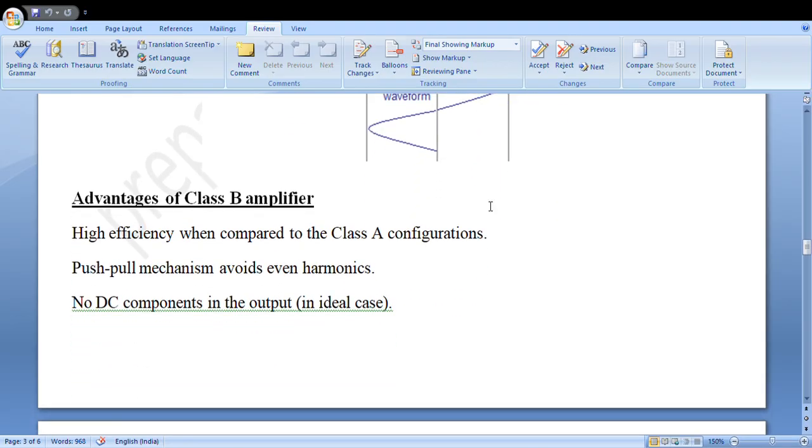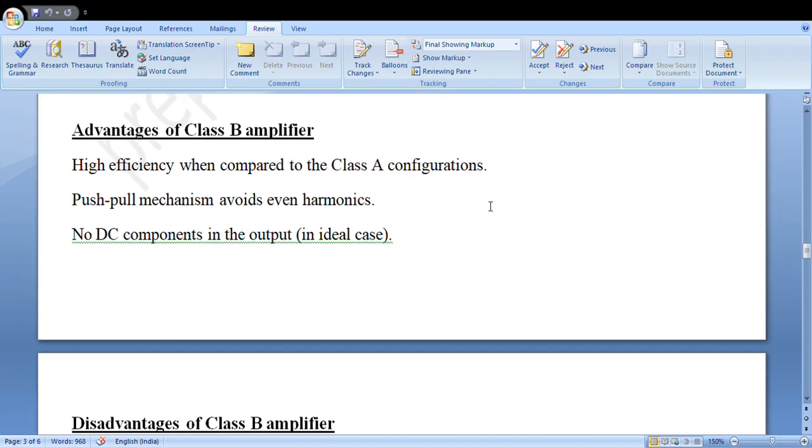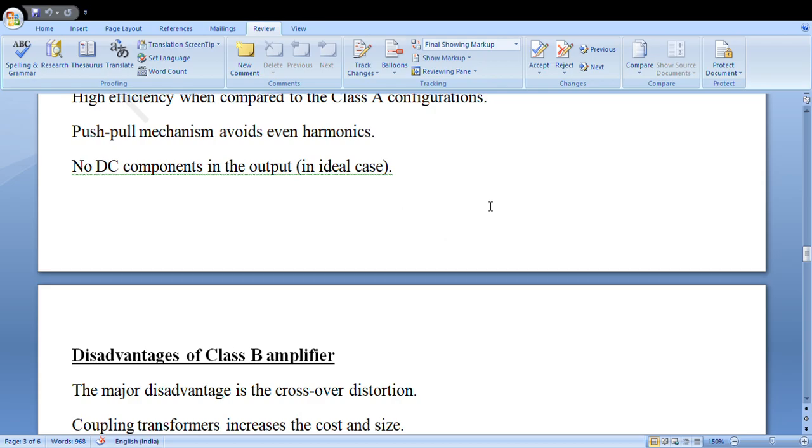Of course, the efficiency is much higher in Class B amplifiers compared to Class A amplifiers. The push-pull mechanism used in Class B amplifiers can be helpful for avoiding harmonics. And also there are no DC components in the output. Of course, that is in the ideal case; in the practical case, there may be some presence of DC components in the output.